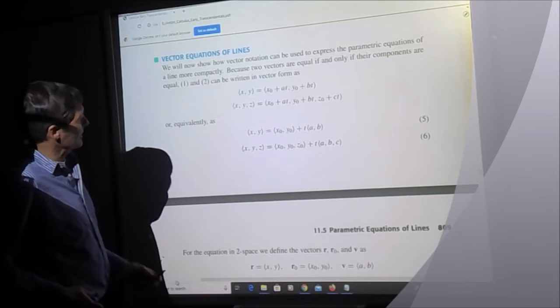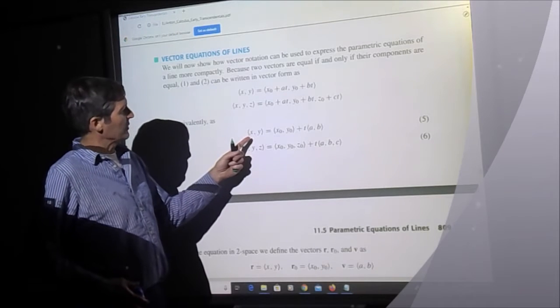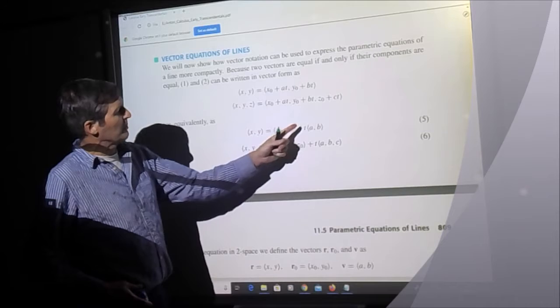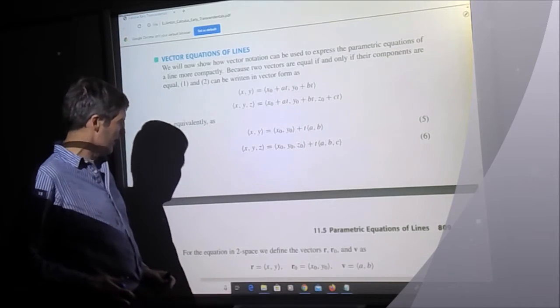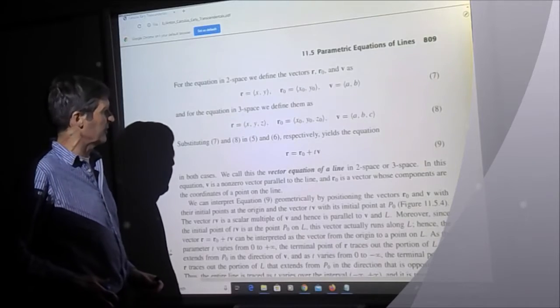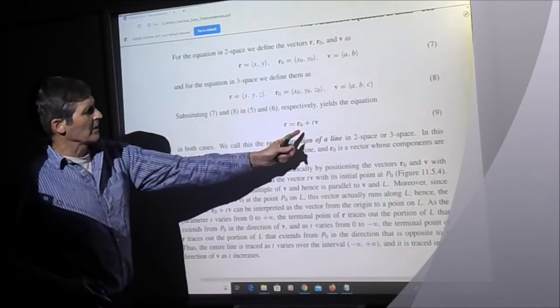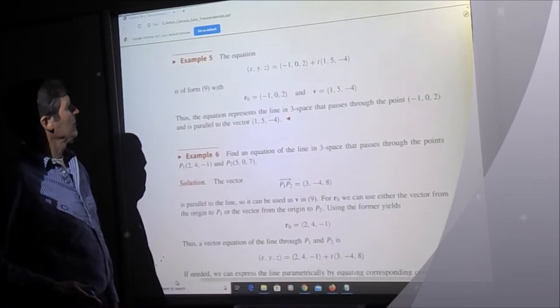Here are the vector equations of lines. We said you could also write them in this form: x, y equals x0, y0 plus t times a, b, and in 3 dimensions similarly with one more component. So sometimes we prefer that vector parametric form, written as r equals r0 plus tv. It's just more compact. It's a nice way that works.